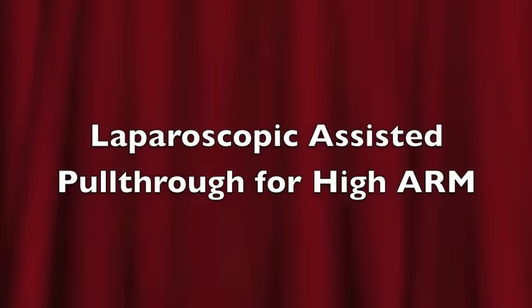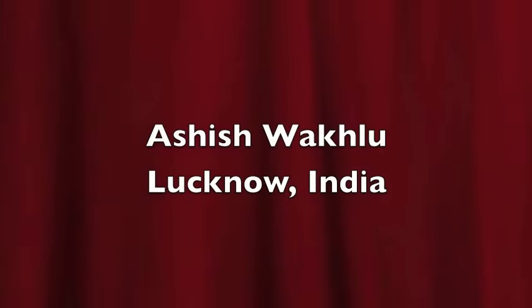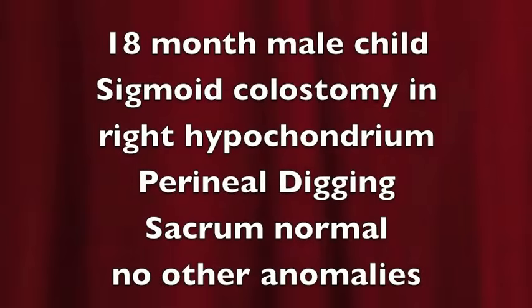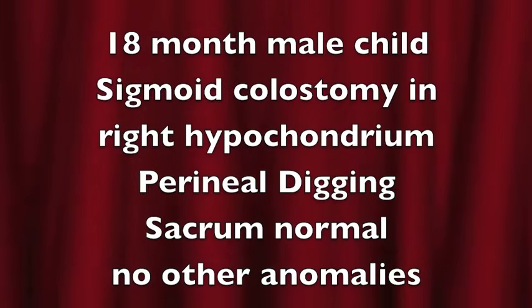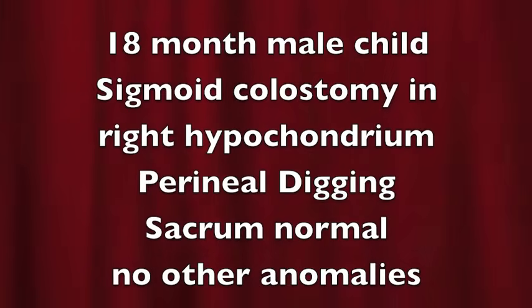This video demonstrates a laparoscopic assisted pull-through for anorectal malformation in an 18-month-old male child. The child had had a previous colostomy performed elsewhere in which the sigmoid colon was pulled up to the right hypochondrium in the position of the right transverse colostomy.